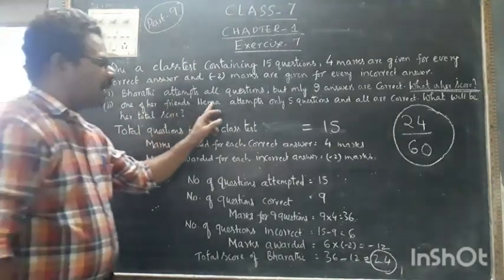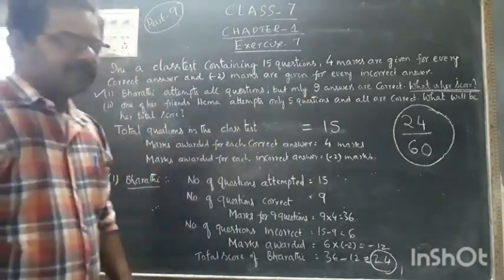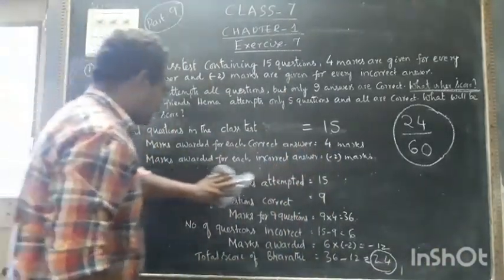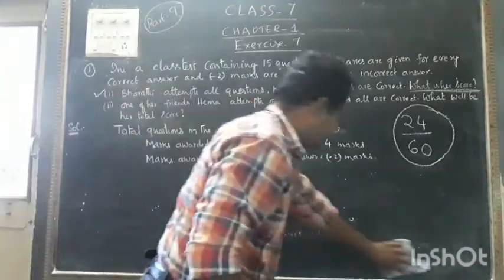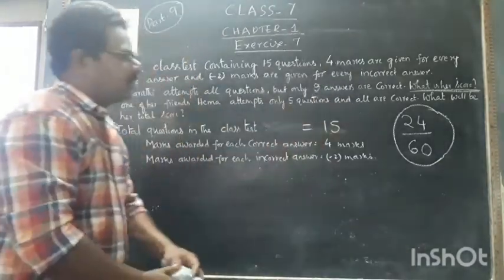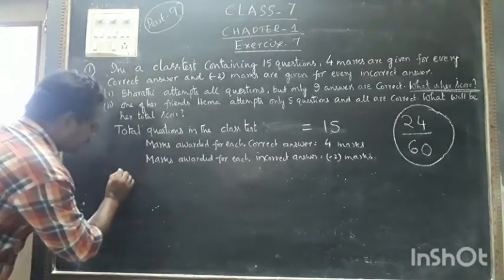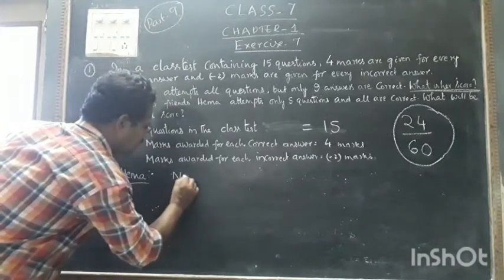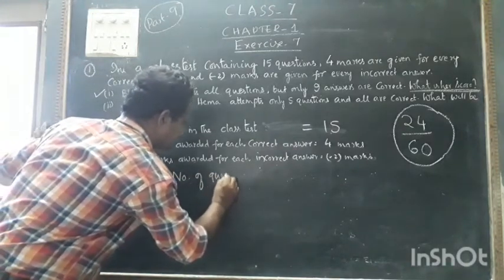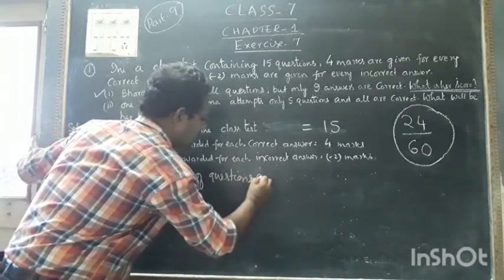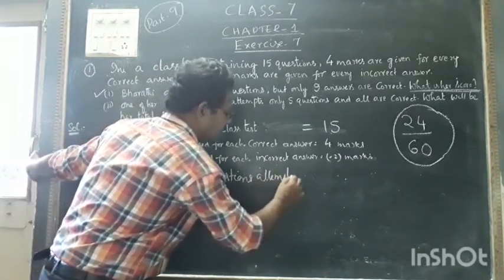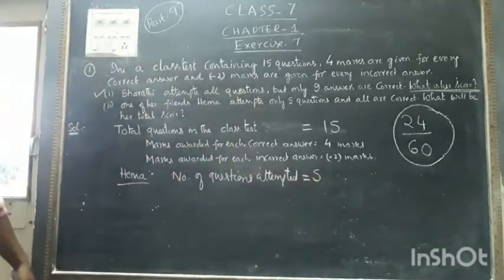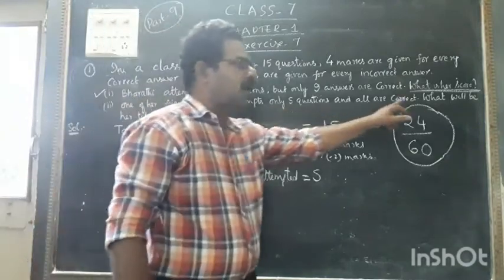One of her friends, Hema, attempts only 5 questions. Hema attempted only 5 questions. Then how many marks will she get? What is her total score? So now you can take Hema. Number of questions attempted is equal to how many questions she attempted? 5 questions. Okay. She attempts only 5 questions and all are correct.